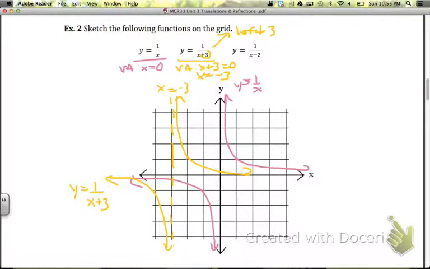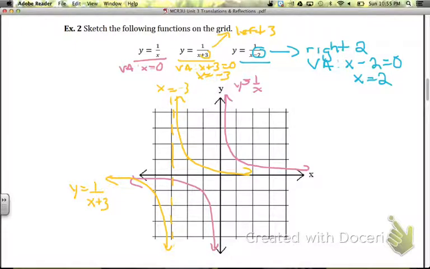Now the next function that we're going to look at graphing together is y equals 1 over x minus 2. Now what does that minus 2 tell us? That minus 2 tells us that we're going to move right 2 units. Also, to find our vertical asymptote, you're going to set your denominator equal to 0. So we get that x is equal to 2.